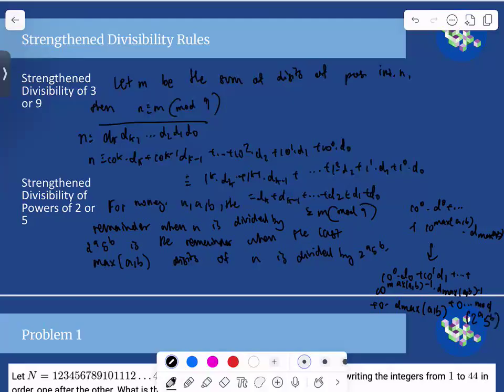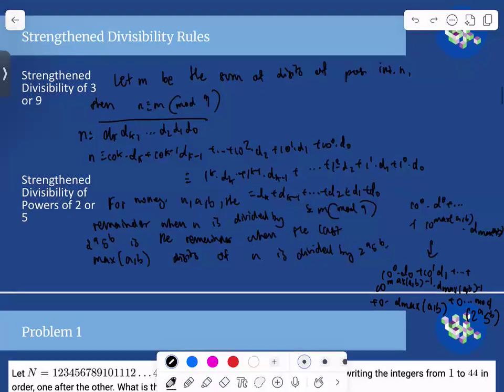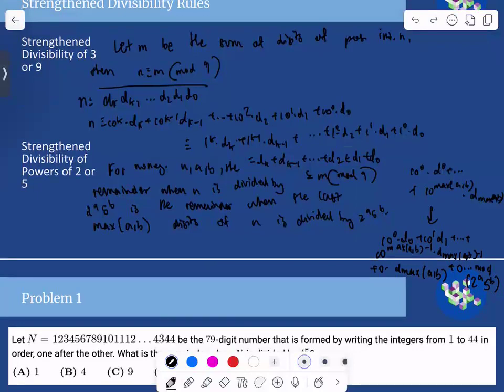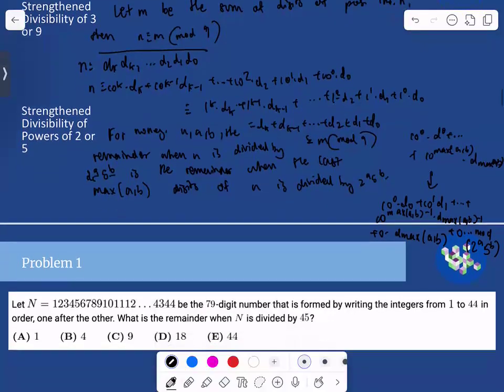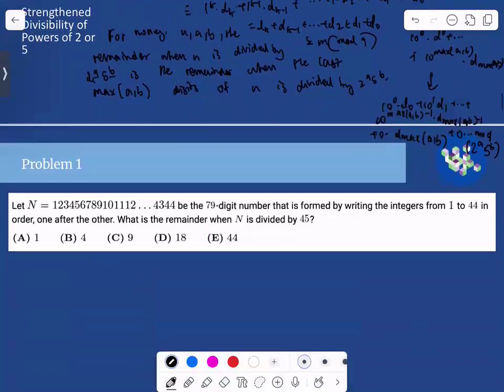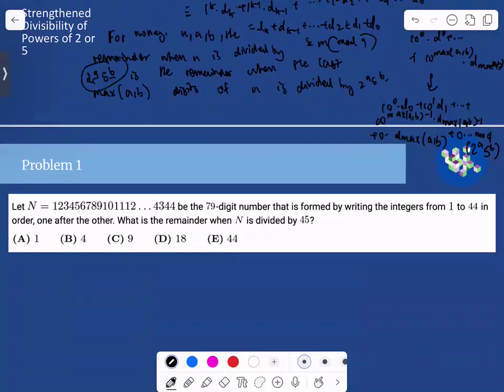So you can write it in this kind of canonical representation. You can write it as 10 to the something times each of the digits, and then take it mod 2 to the A times 5 to the B, and keep track of the terms that surround the term 10 to the max of A and B times d_max(A, B). But essentially all this says is that you can take the max of A and B, and if you take that many digits at the end, you can just find the remainder when those digits are divided by 2 to the A times 5 to the B.